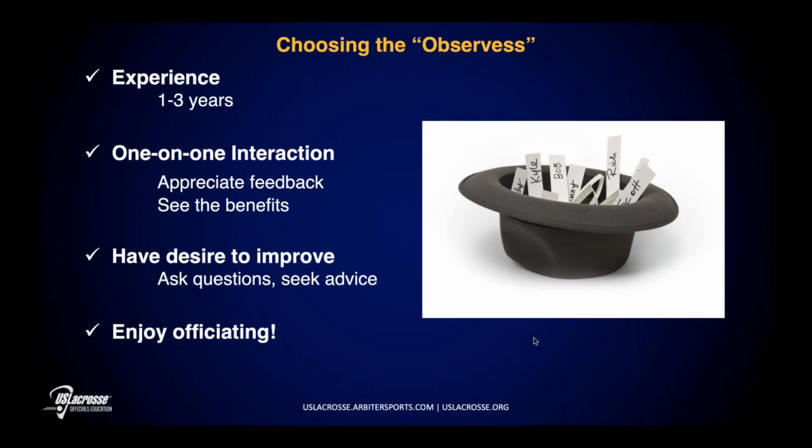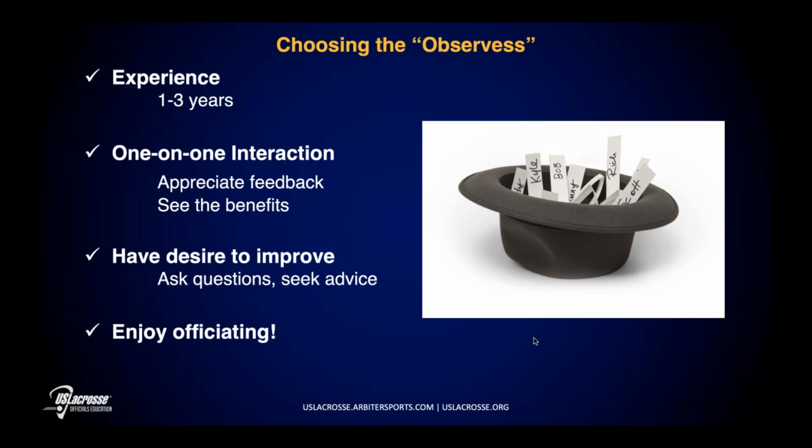How do we choose who will be observed? If your program is working on improving the newer officials in your area, you may look at people with 1 to 3 years of experience. The people who have 4 or 5 years of experience, you may want to use them as being observed on a 3-person system.